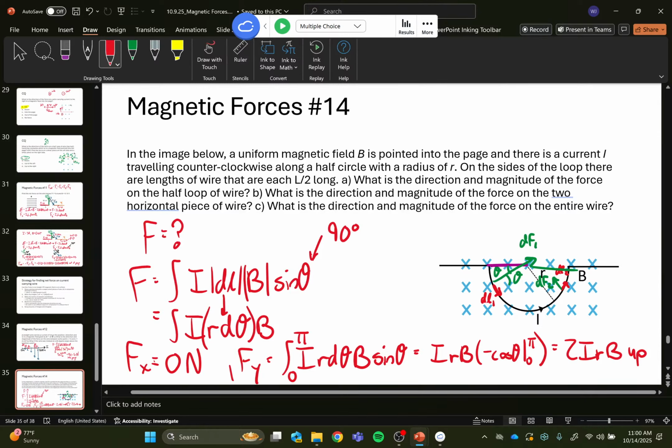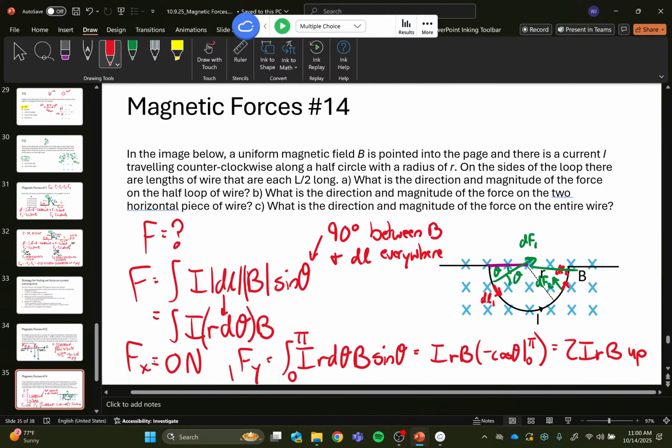So this theta is the angle between B and dL. So I'll write that here. 90 degrees between B and dL everywhere. Yeah. All right. So that's that one.